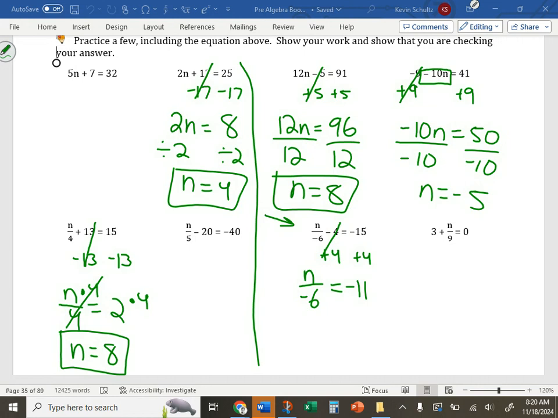Okay? Then, the opposite of dividing by negative 6 is multiplying by negative 6 to undo that operation. And negative 11 times negative 6 is a positive 66. And that's great. Madison, can you scoot over a seat, please?